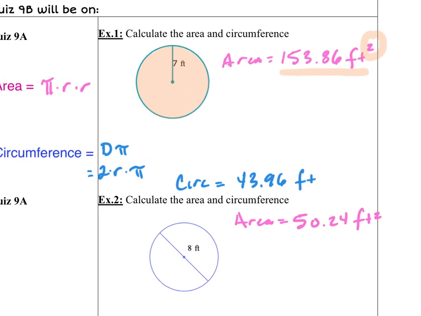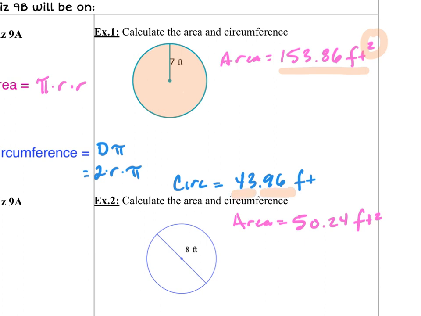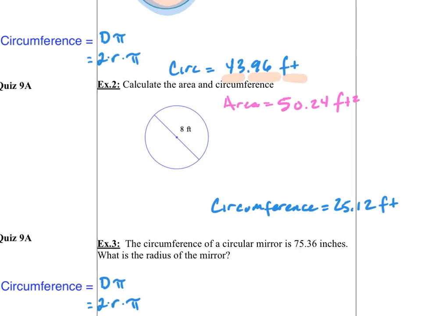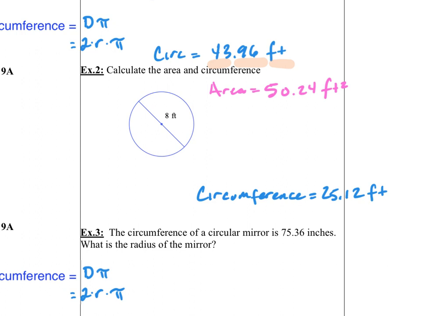Your circumference should have come out to be 43.96 feet. That's going to be feet to the first power, because remember that circumference measures the perimeter of the circle. So that's our perimeter. It's linear. It's one dimensional. So your second circle should have come out that your area was 50.24 feet squared. And your circumference should come out to 25.12 feet. Remember that's 12/100ths.